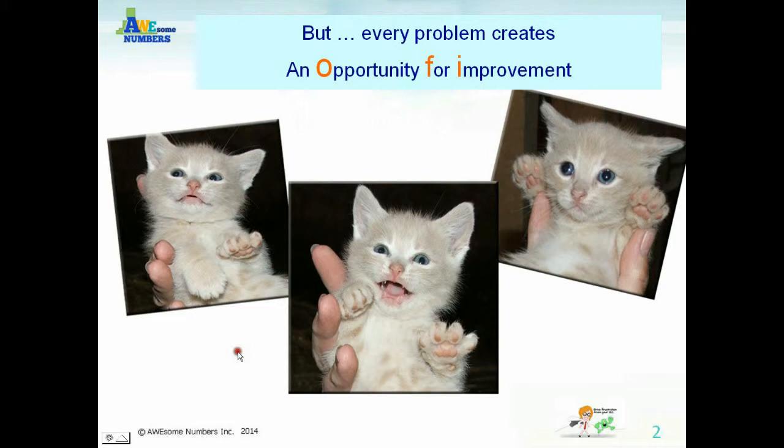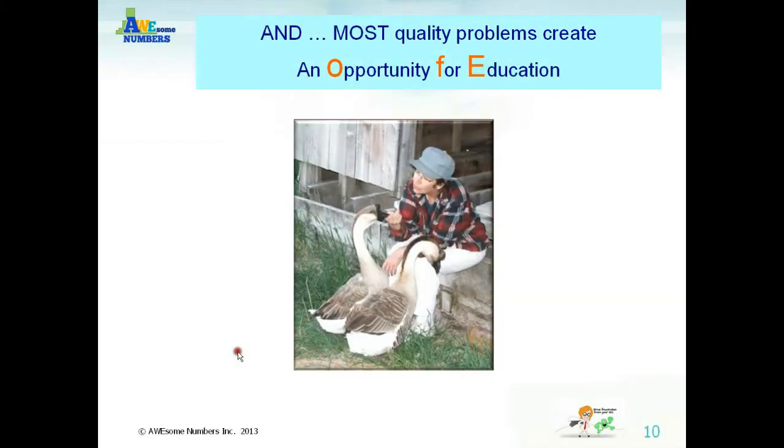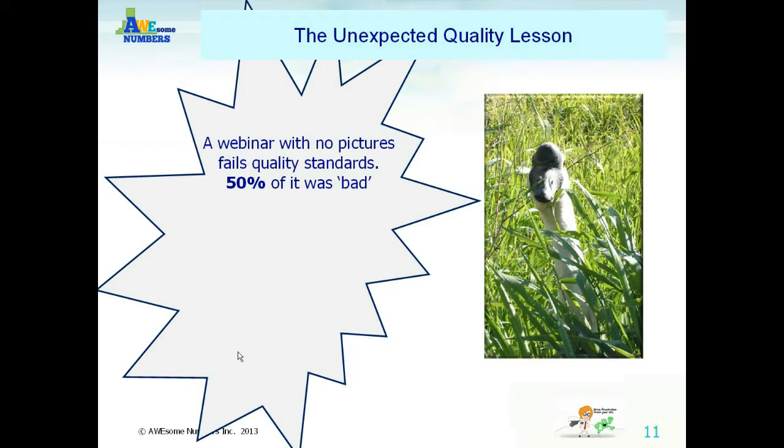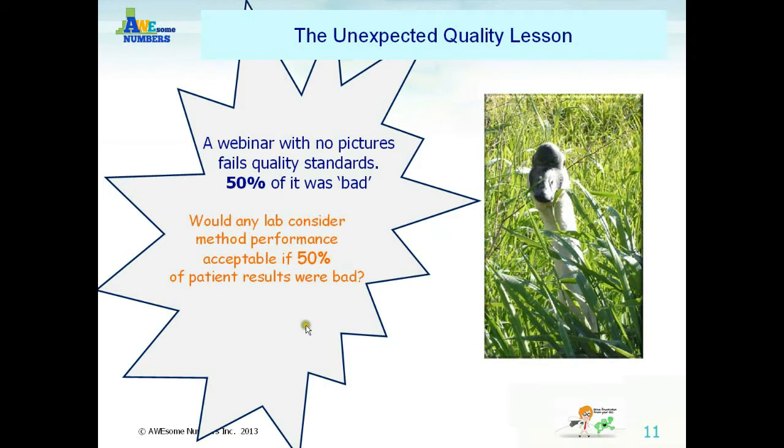But every problem creates an opportunity for improvement, an OFI. And most quality problems create an opportunity for education. So this leads us to an unexpected quality lesson. A webinar with no images fails quality standards. 50% of it was bad. Would any lab consider method performance acceptable if 50% of patient results were bad?